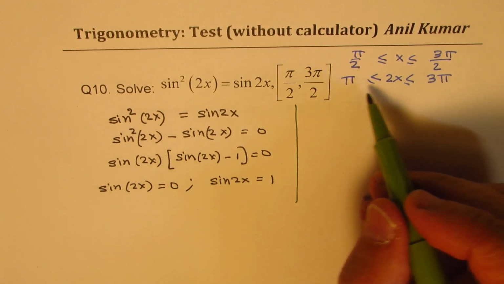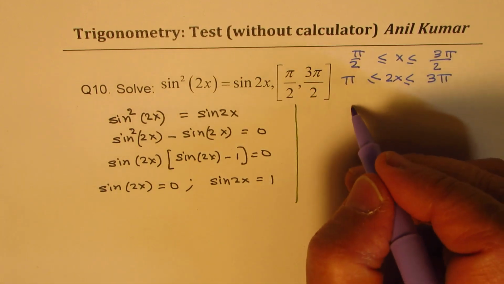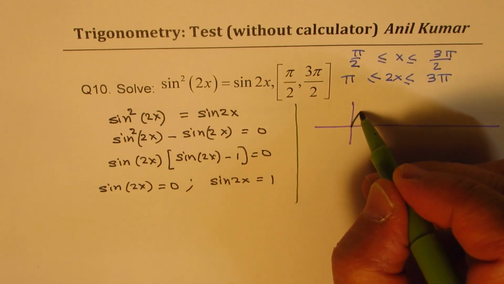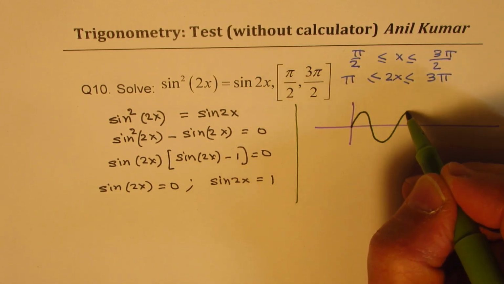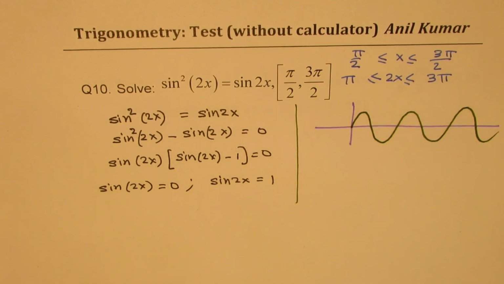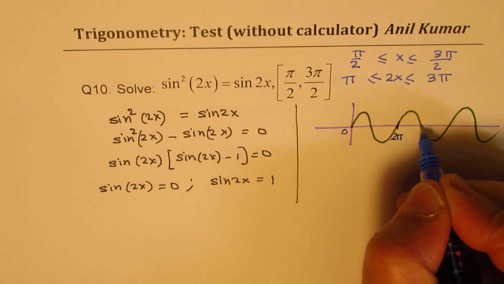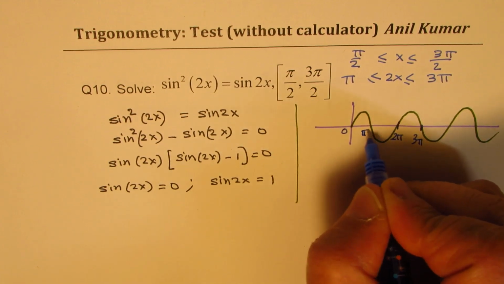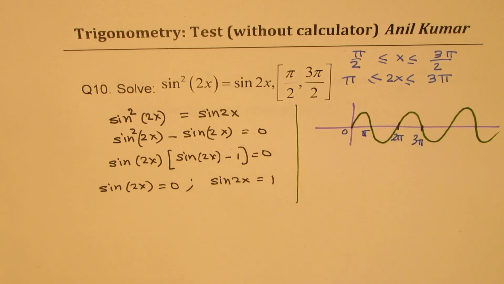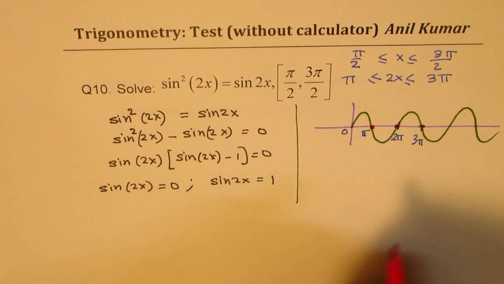Now we are looking into pi to 3 pi, right? So let's sketch the graph of sine function to get an idea. So in this graph, this is like 0. One full cycle is 2 pi, and this is 3 pi for us, correct? That is pi for us. So between pi to 3 pi, we are looking for zeros. So the zeros are these points. Do you see that?